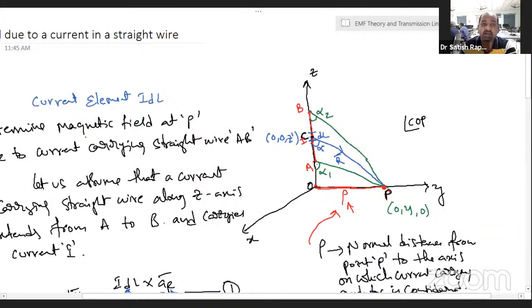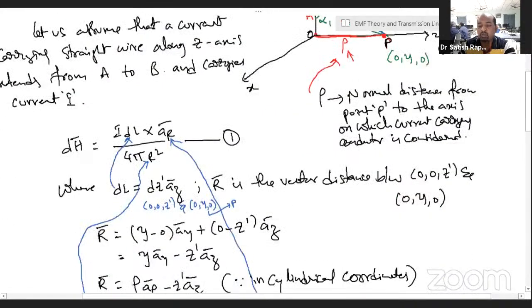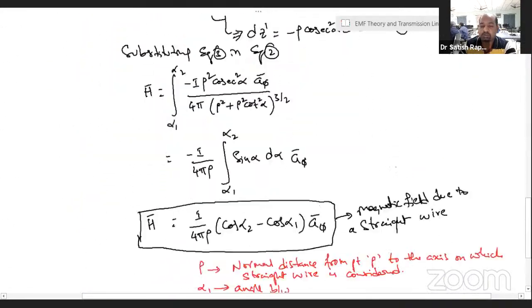If the current carrying conductor is considered on the x axis, it is with respect to the x axis. If the current carrying conductor is considered on the y axis, it is with respect to the y axis. So therefore, the angle between the axis on which the current carrying conductor is considered and the line joining the lower end to point P, right? Line joining the lower end to point P. So that is the angle, right?